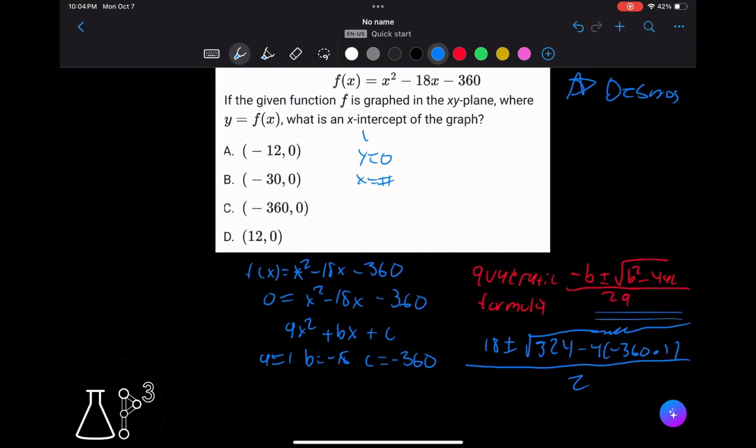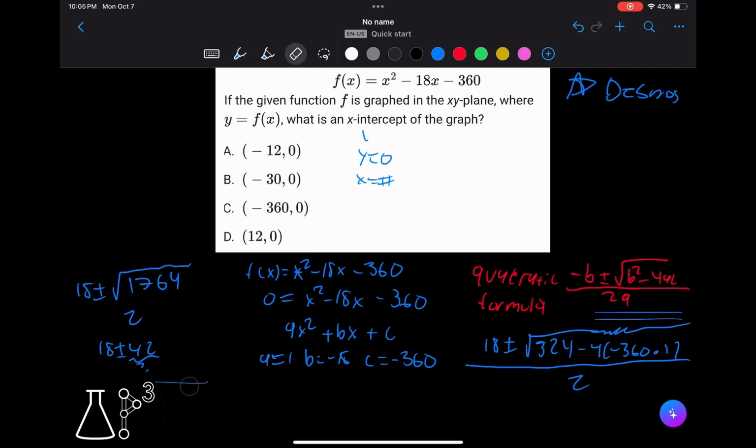So let me rewrite it on the left side now. 18 plus or minus the square root. Negative 4 multiplied by negative 360 gives me a positive number. 4 times 360 equals 1,440, and then plus 324, you should be getting 1,764. So then plus or minus the square root of 1,764, and I'm plugging this all into the calculator, and then over 2. If you take the square root of this number, we should get 42. So then 18 plus or minus 42, divided by 2.